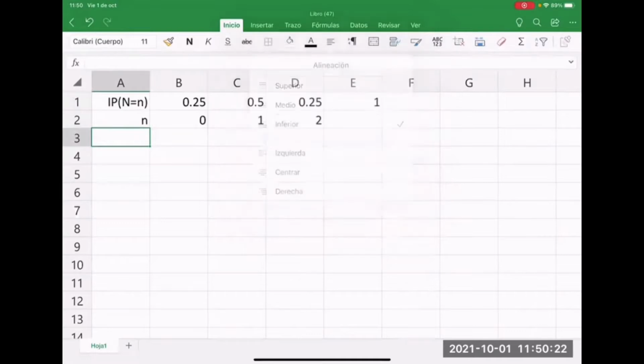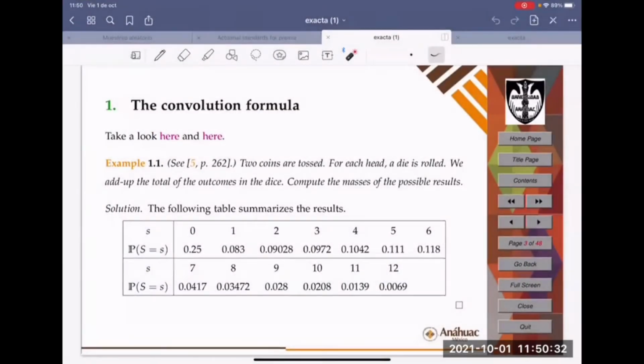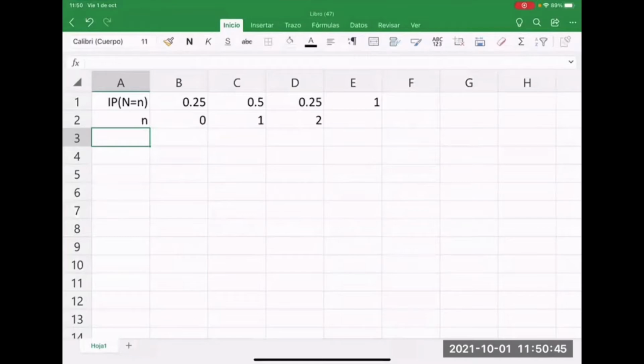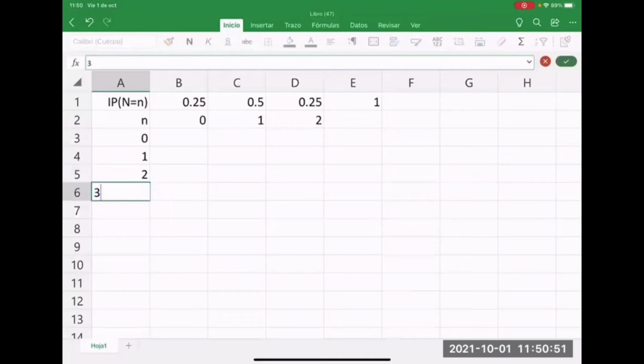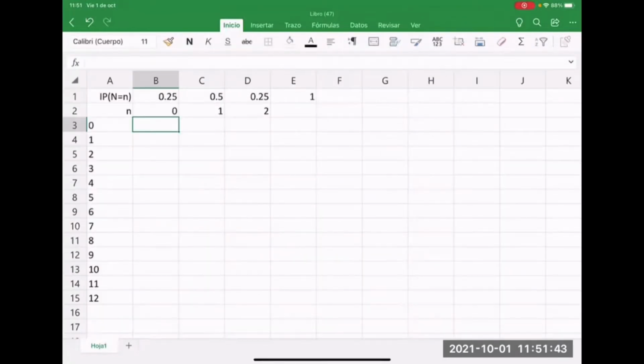And now I will put here the outcomes that we can get from the sum in the die. It says that for each head, a die is rolled. So we can have up to 2 heads, and we need to add up the total of the outcomes in the dice. That means the possible outcomes for the sum of the dice range from 1, 2, 3, 4, and all the way up to what? 12.